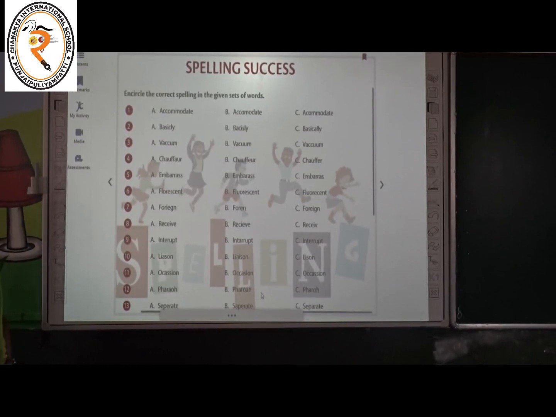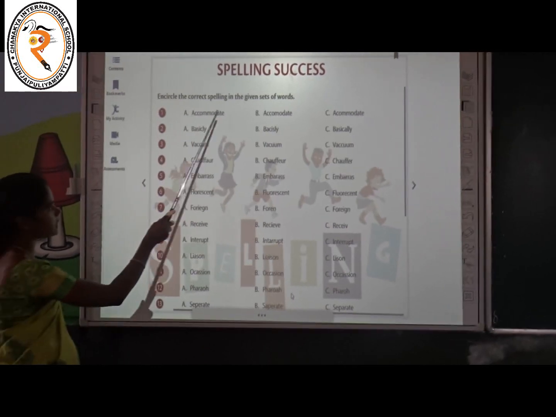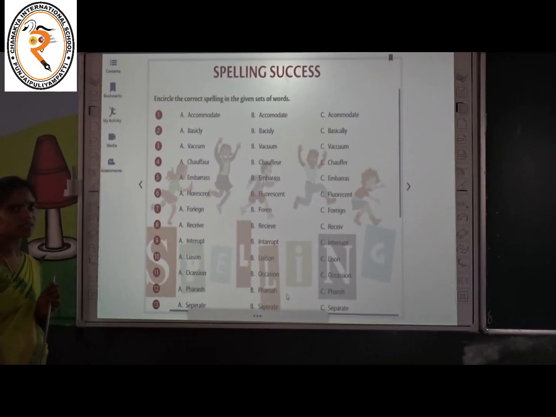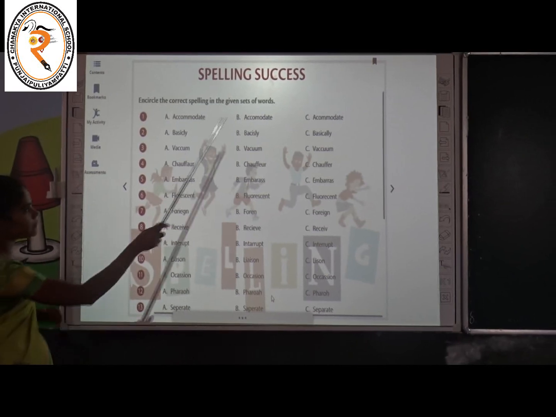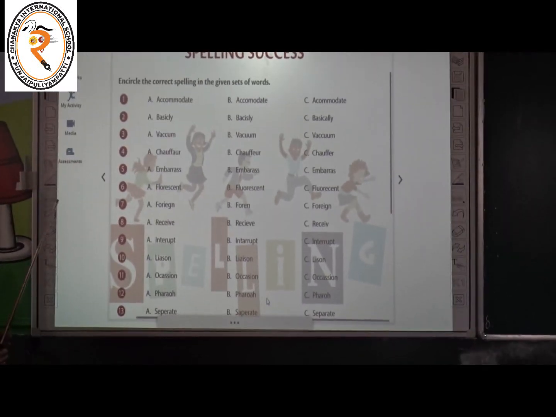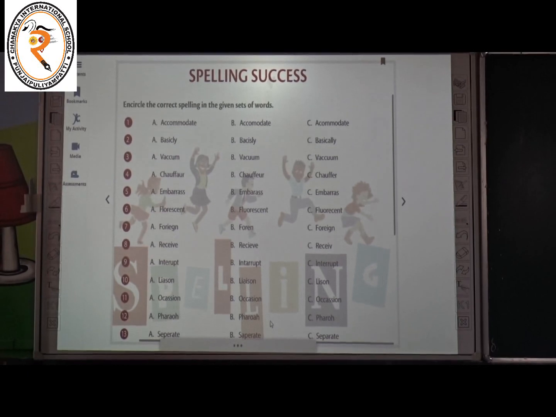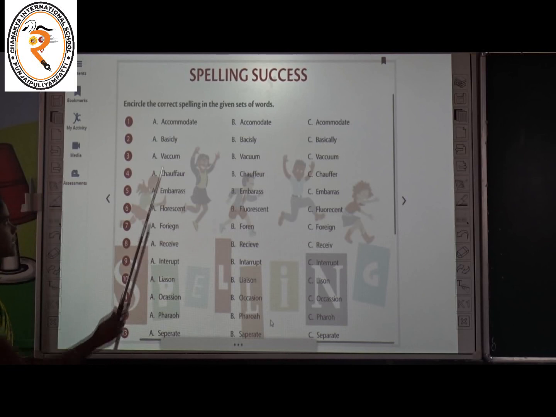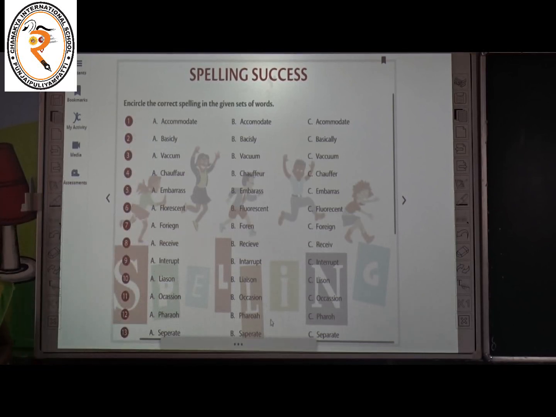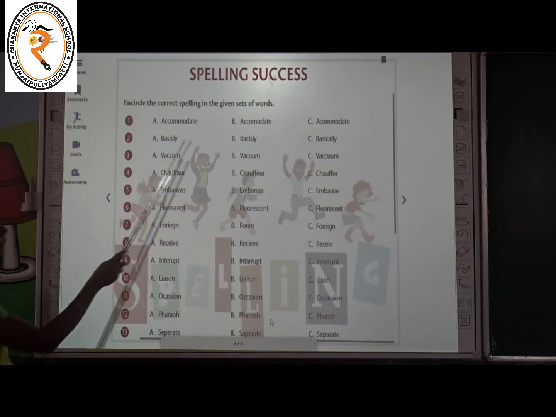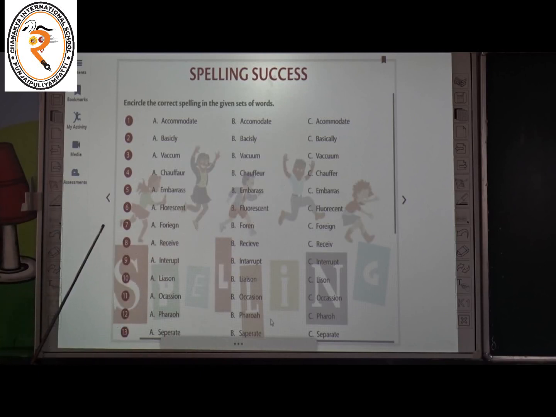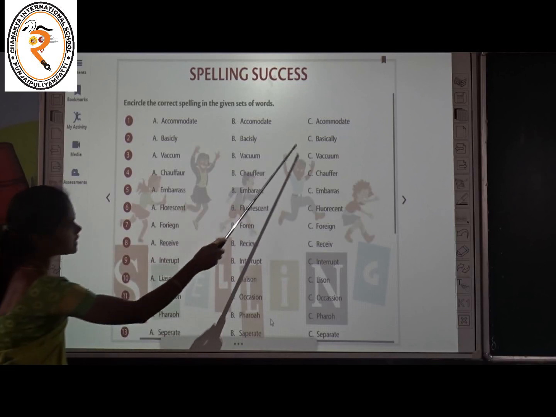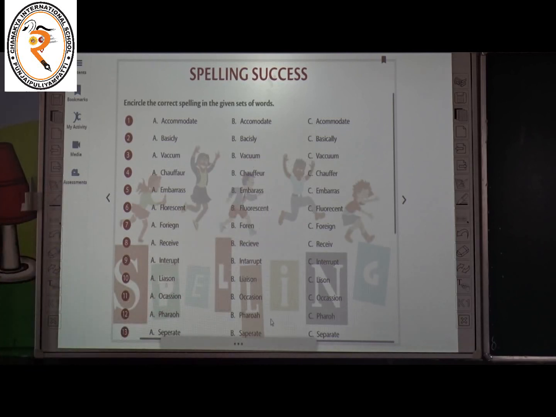spelling success. Here we have to encircle the correct spelling in the given sets of words. See, three options are given, A, B, C. Here we have to tick or encircle the correct spelling. See the first one, accommodate. What is the correct spelling of accommodate? It is A. So you have to encircle the answer, A. And the second one, basically. A, B, C are given. What is the correct spelling for basically? It is C. So you have to encircle C.